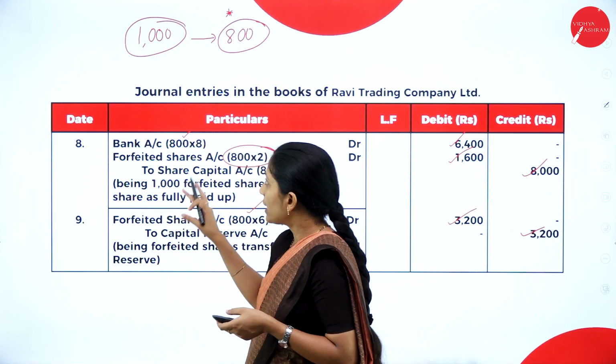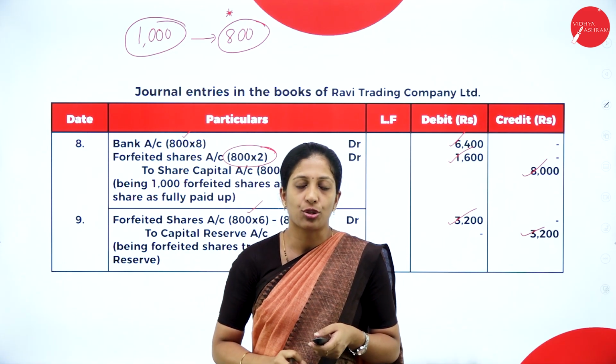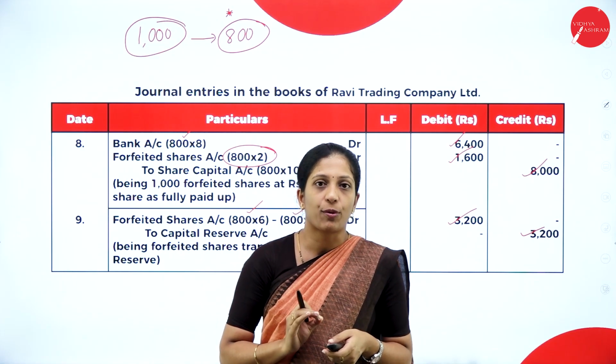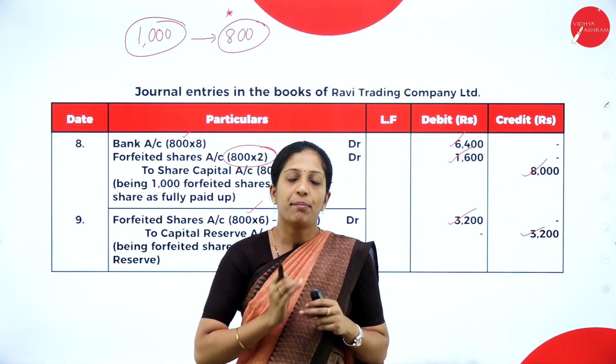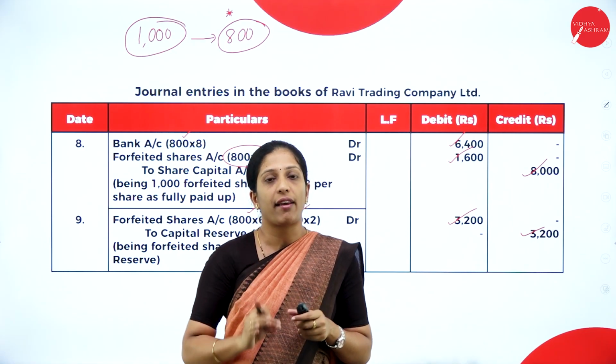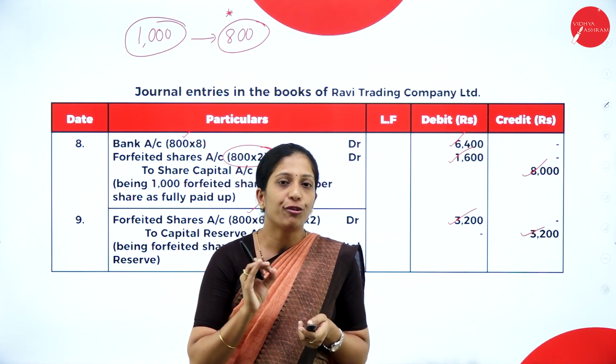So this was a quite different situation where all the forfeited shares were not reissued. Okay, hope you're clear about the problem. So these are the different situations. Almost all the entries are same, but you have quite a difference in each and every problem. So go through the problem properly and find out the few differences there.